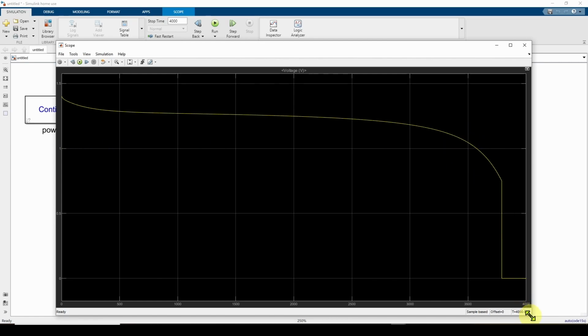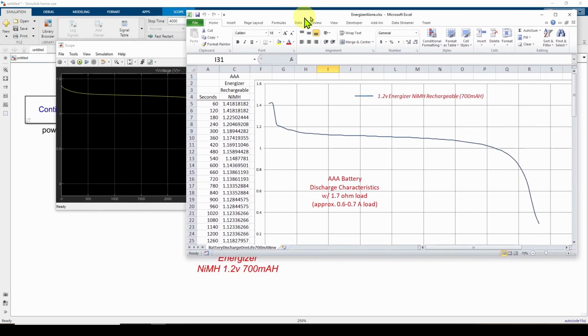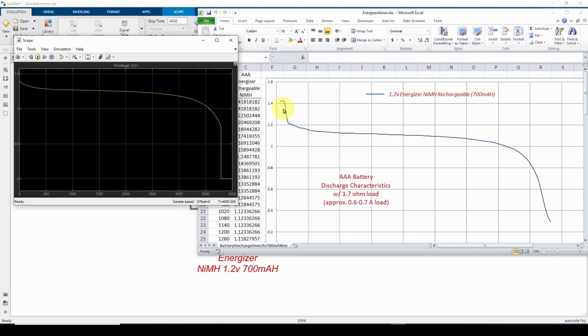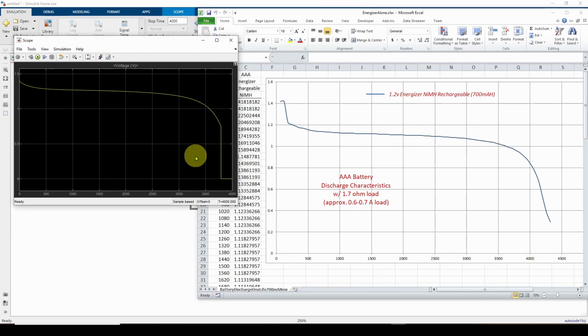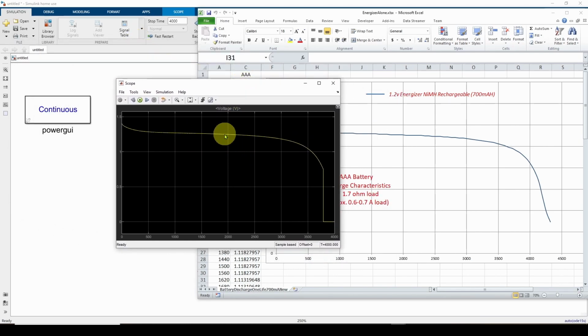So we can compare that with what we measured on the bench. And here is the results of the bench test. And you can see it starts at 1.4, which is about where this is. This actual test hangs around 1.1 volt for most of the time. And this one's around 1.2, 1.25 for most of the time. So this one's a little bit lower. So we can look over here at 3,500 seconds. It's around 1 volt, and here is about the same thing. It goes down to around 1 volt and then drops quickly. You can tweak the parameters, you can do what you want, but you can see that you can do a reasonable model in Simulink to model a battery.